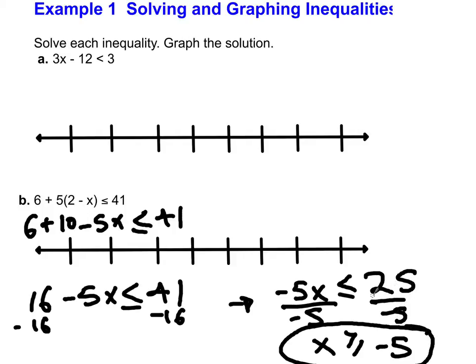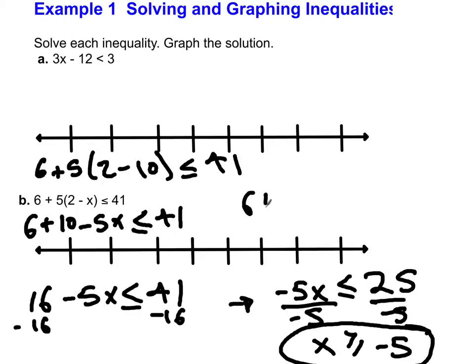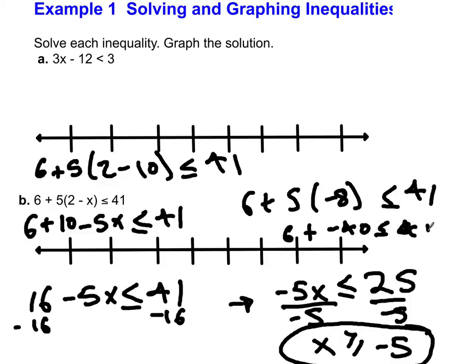If you want to check your solution, pick a value for x that makes this statement true, like 10. 10 is greater than or equal to negative 5. Plug it back in over here, so 2 minus 10 instead of 2 minus x, and see if that's actually less than 41. 6 plus 5 times negative 8, is that less than 41? 6 plus negative 40, it's definitely going to be less than 41. It's negative 34. Okay, so that's true.